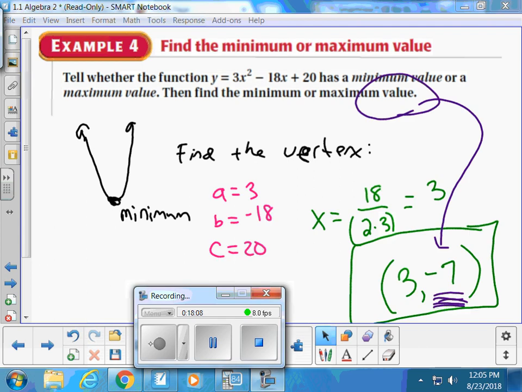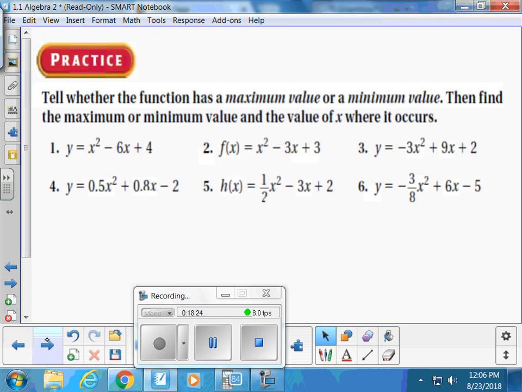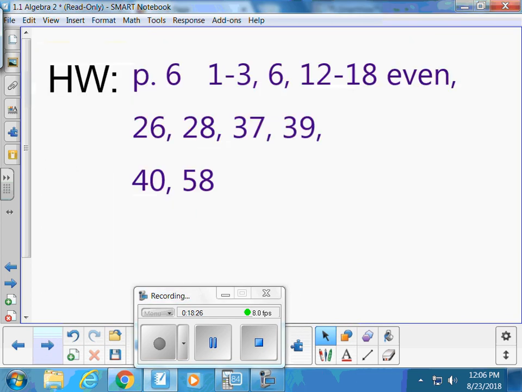All right, if you got (3, -7), you graduated. I got my 3, I have my work on how I did that, and I plugged it back in. We did discuss that -7 is the true value of the minimum, but I prefer you just give me the whole vertex.